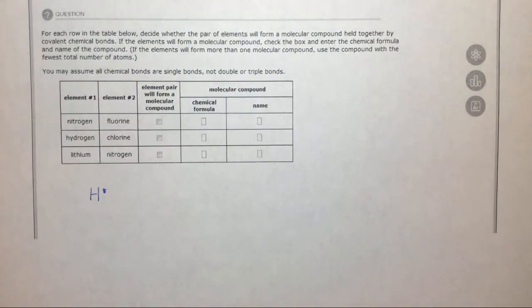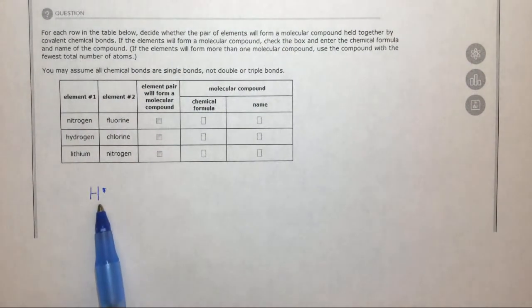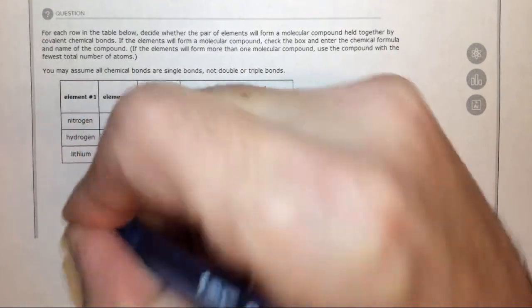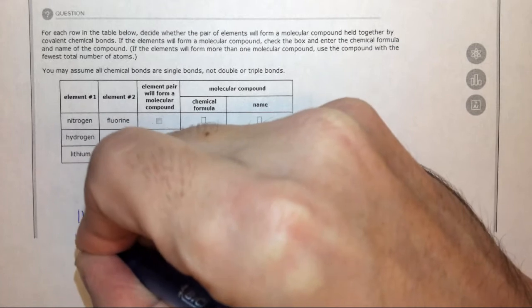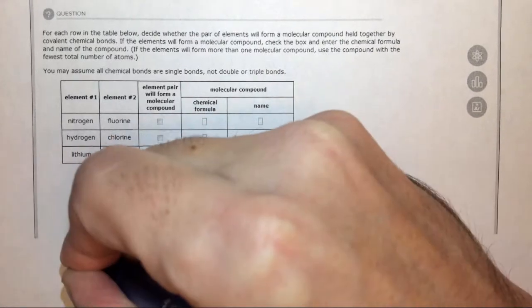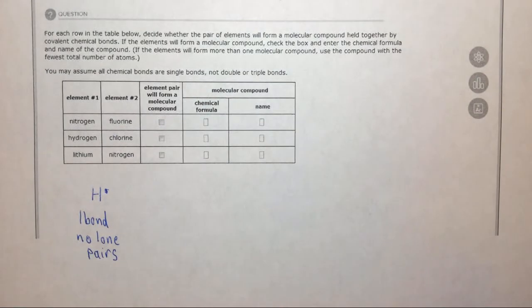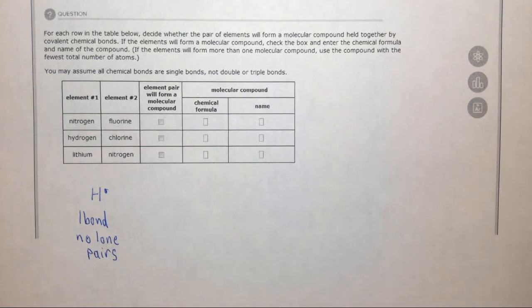has one electron, and this is the Lewis structure of just the element hydrogen. This likes to form one bond, no lone pairs. Because it likes to be like helium, and if it gets one bond here, it'll be sharing two electrons, and it'll have its duet, as opposed to an octet, if you will, and that's a stable form.